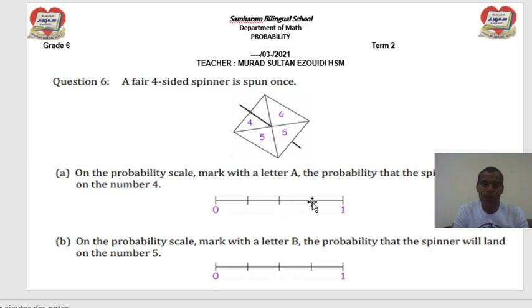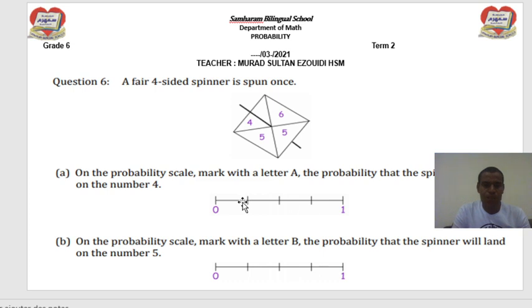So how many 4s here? 1. And what are the possible outcomes? How many numbers do you have? 4, 6, 5, 5: 4 numbers. So it will be 1 divided by 4, it will be this one. So this is the letter A, my learners, should be written here. Okay, you should make a letter A here, and you answered the question.